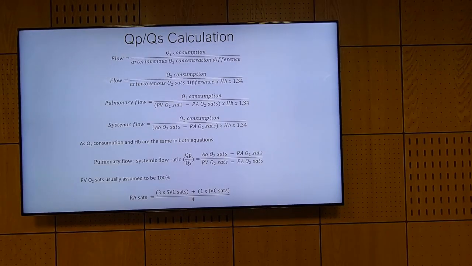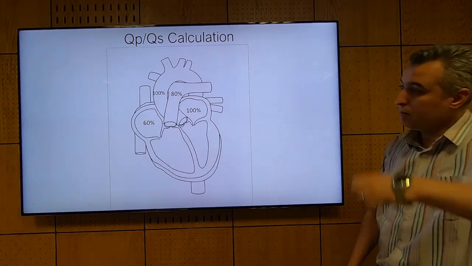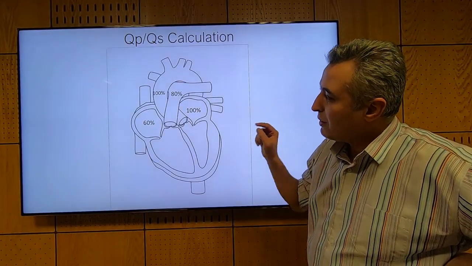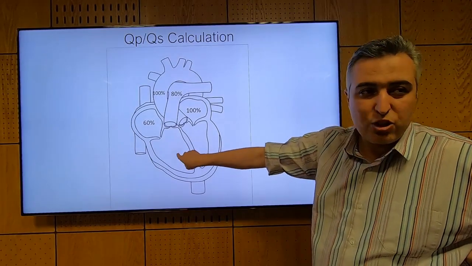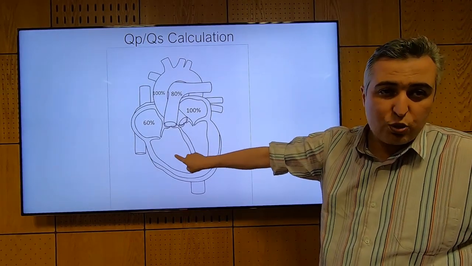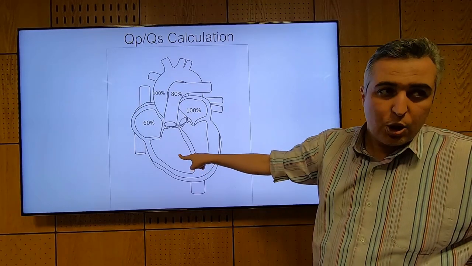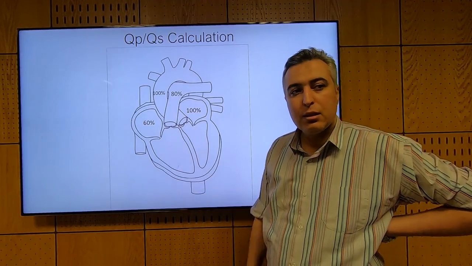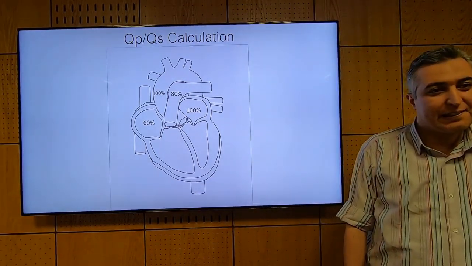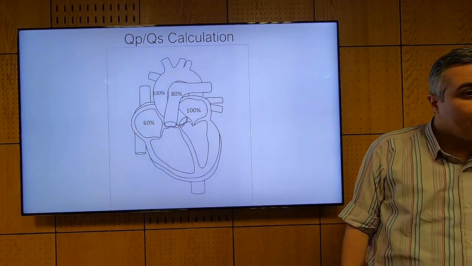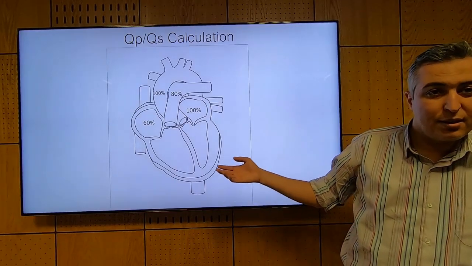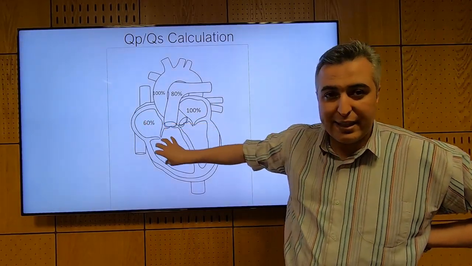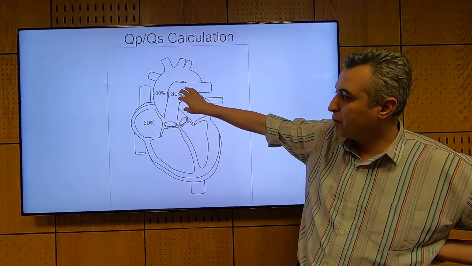So let's assume that you have measured the pressure and the saturation in the right ventricle, and the saturation was also 80. So is that an ASD, a VSD, or a PDA? Sorry? If it was 60 in the right atrium and SVC, 80 in the right ventricle, 80 in the pulmonary artery.